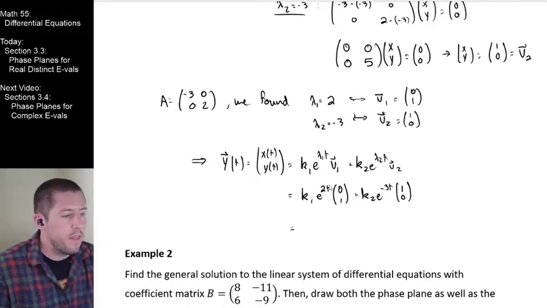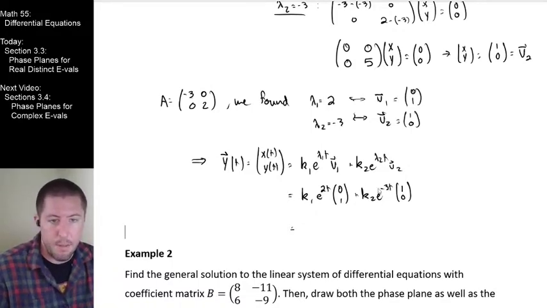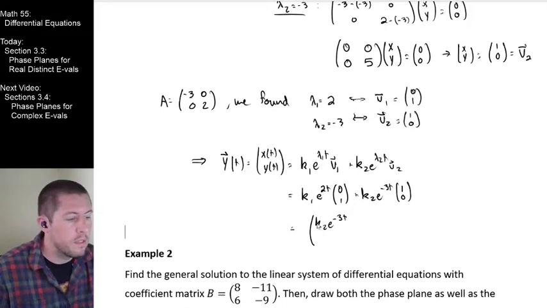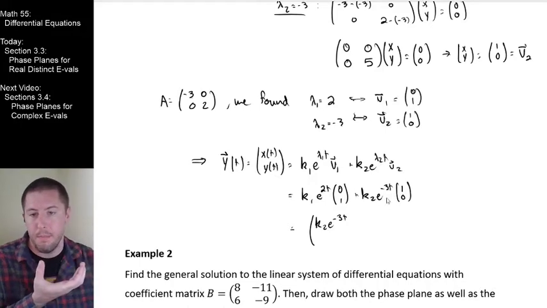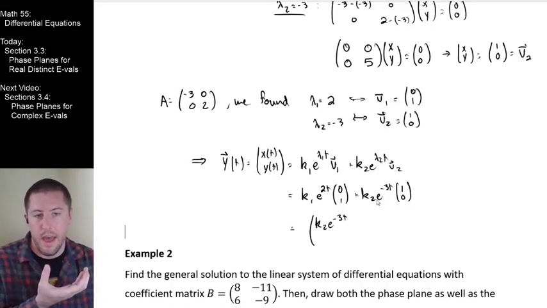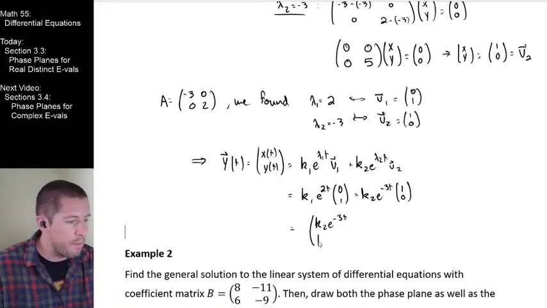And so recognize here that for this first term, k1 times e to the 2t times 0 is 0. But we do retain the second component, which is k2 e to the negative 3t times 1, just k2 e to the negative 3t. Similarly, for the bottom part, the second part is just 0, so we can ignore that. The bottom part has 1 times this stuff, so we just get one copy of that. So we're just getting k1 e to the 2t down here as our x of t, y of t solution.